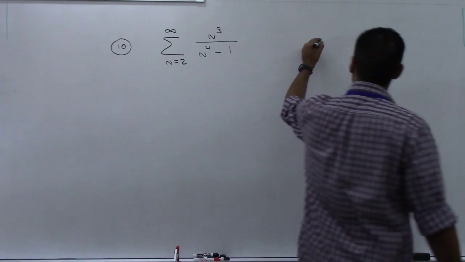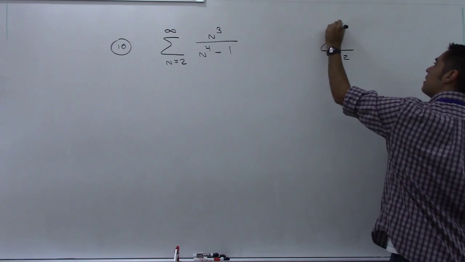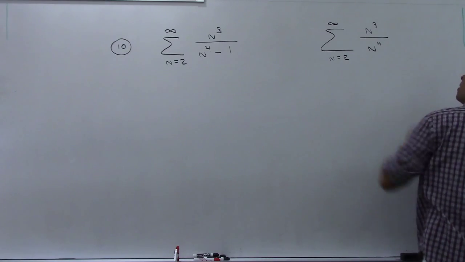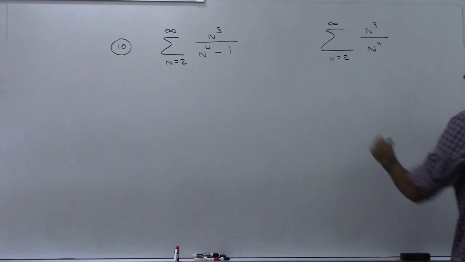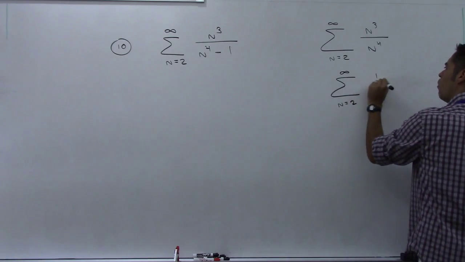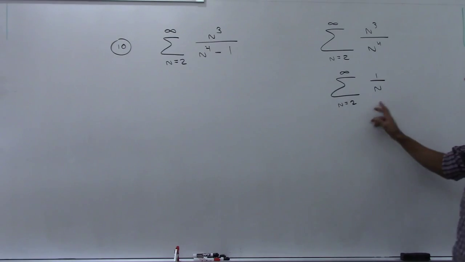If n is really big, then the top is acting like n cubed, and the bottom is really acting like n to the fourth. And so this is really looking like the sum from n equals 2 to infinity of 1 over n when I reduce that out. So this is what I would want to compare it to.